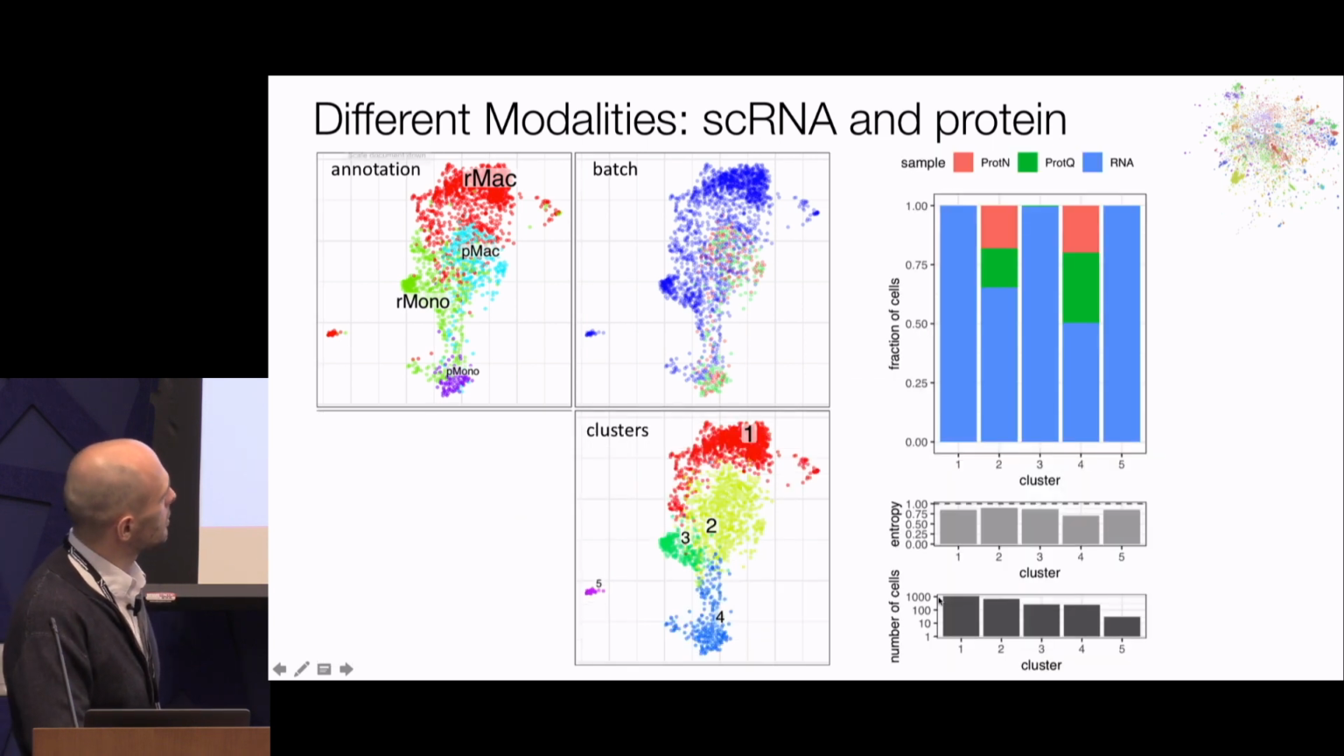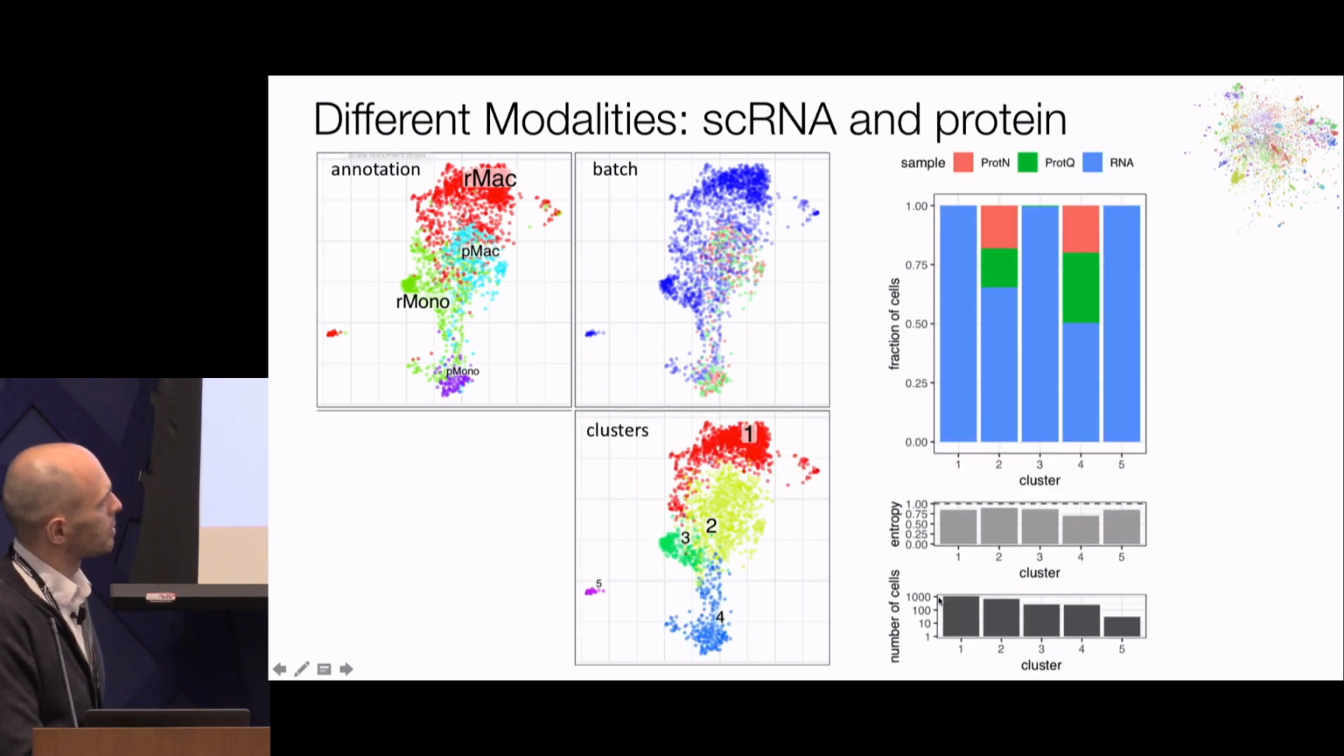If you look at the composition, these are joint clusters determined on this integrated data set. And then for the composition, the protein cells, for the most part, fall into cluster 2 here, and then cluster 4 for the monocytes, right? That's where the composition differs.